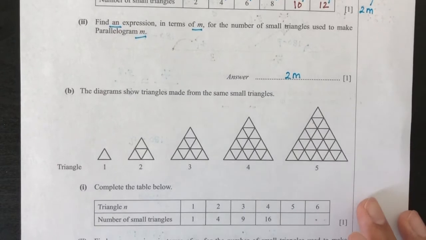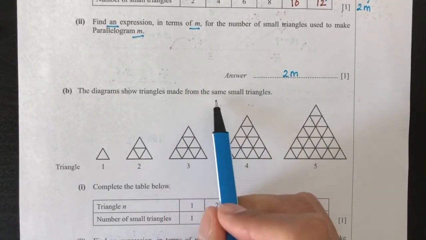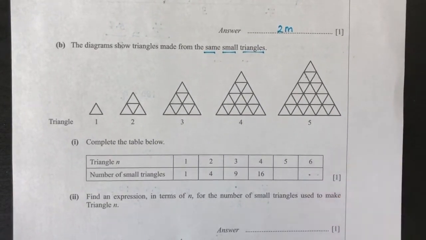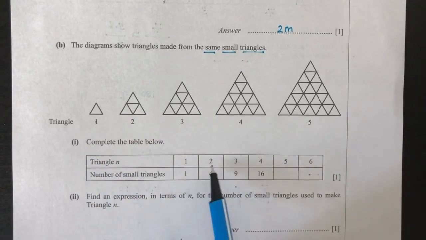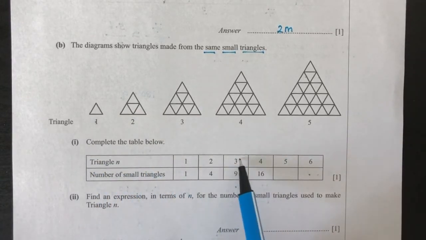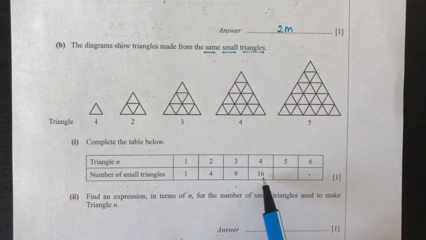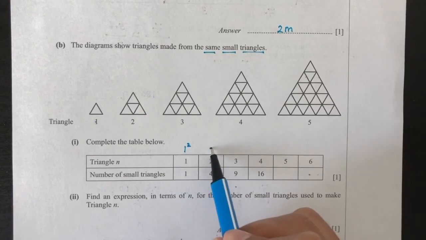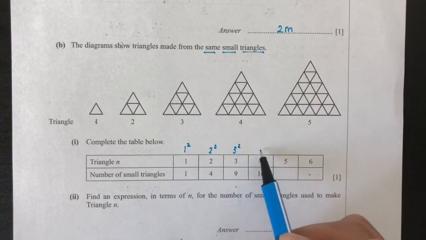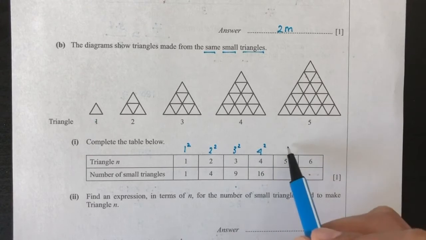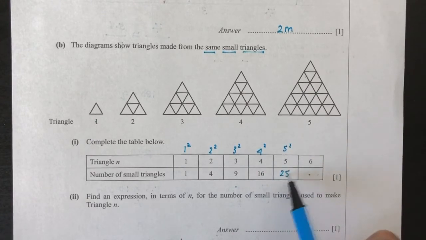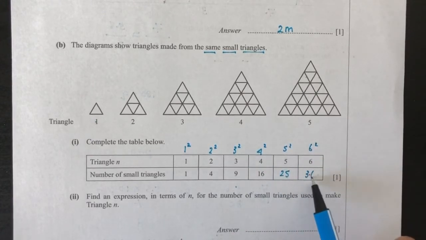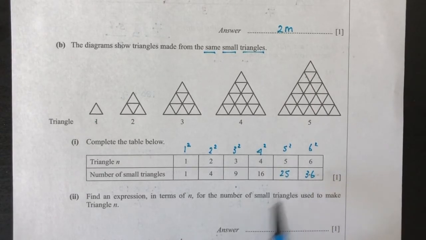Now for part B, the diagram shows triangles made from the same small triangles. Okay, so again, same thing here, we have to count and fill out the table. So for 1 we have 1, for 2 we have 4, for 3 we have 9, for 4 we have 16. But if you observe, here it is the square of the numbers. 1 square, 2 square, 3 square, 4 square is 16, 5 square will be 25, and 6 square will be 36. This will be your two values for the table.